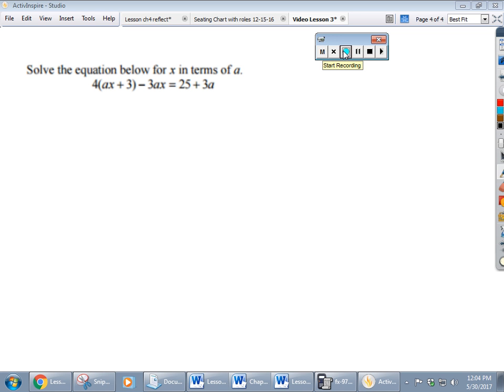Alright, this is number 2 for our lesson 3, Regents prep. So, the question says, solve the equation below for x in terms of a. Again, when it tells me to solve for something, that letter, that is the one I want to get by itself.